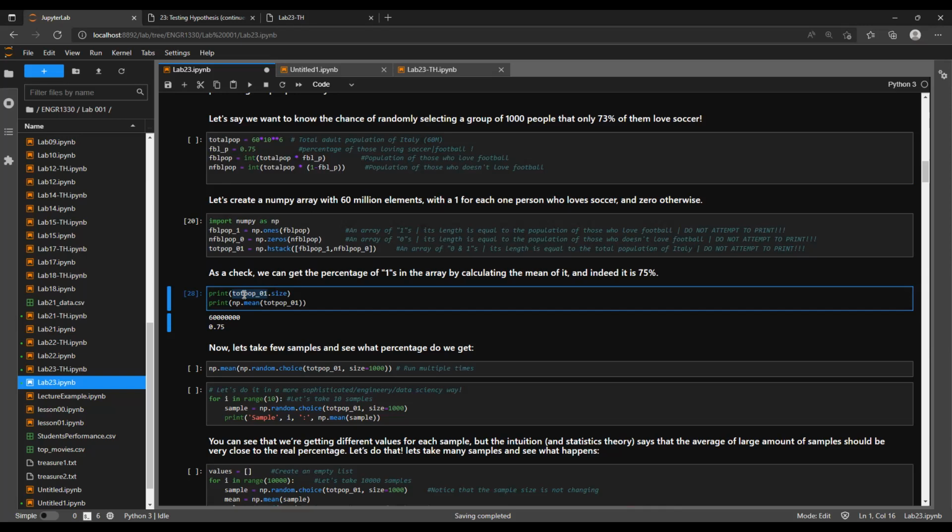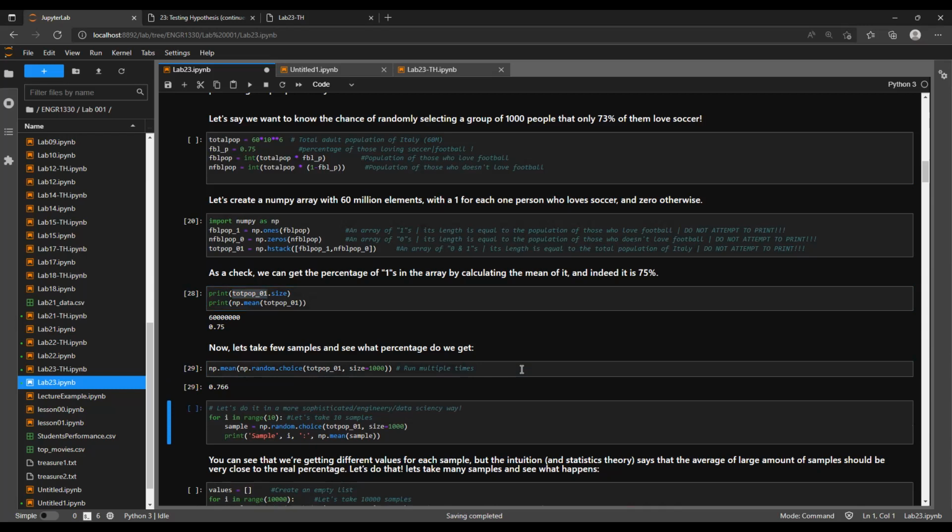Now, how's that going to work? We want to randomly do stuff, right? Well, we have the ability to randomly select from something, so that's what we're going to do. So a single sample is going to be from my array of 60 million. I'm going to take 1,000. That's a single sample. So let's take one. What's my ratio of football lovers? Well, this one has 76.6%. Okay, that's pretty close to 75. Let's do it again. 73.2, 73.7, 77.3. So every single time I run this, that's a sample.